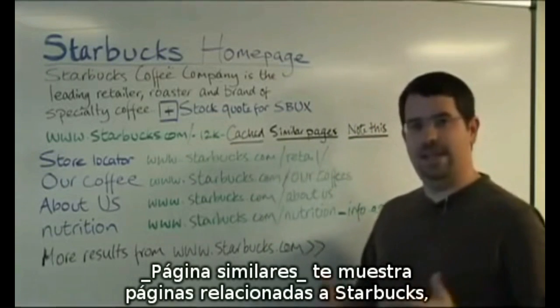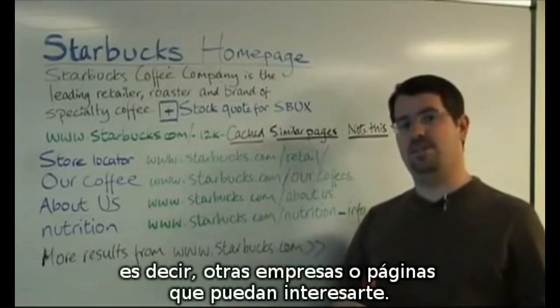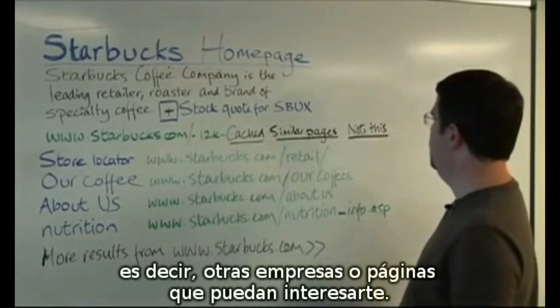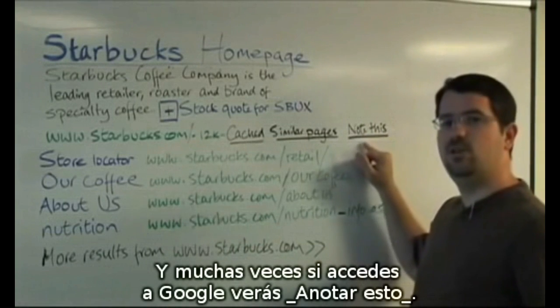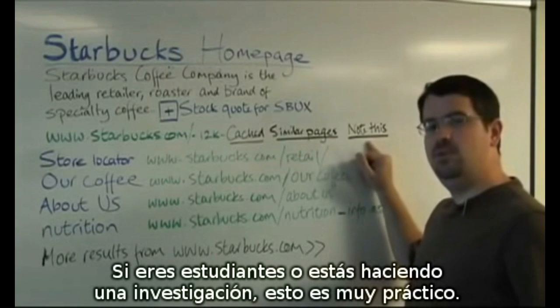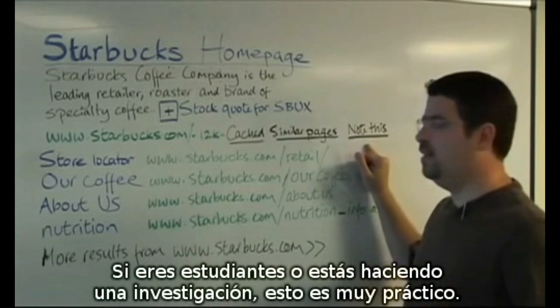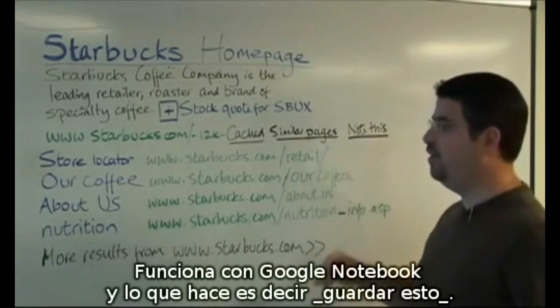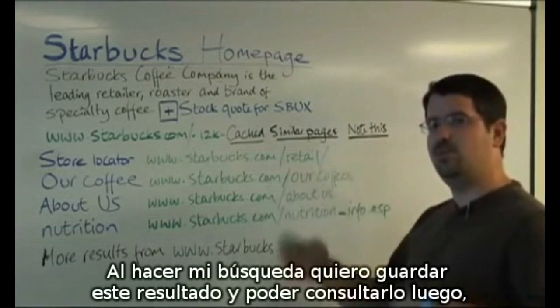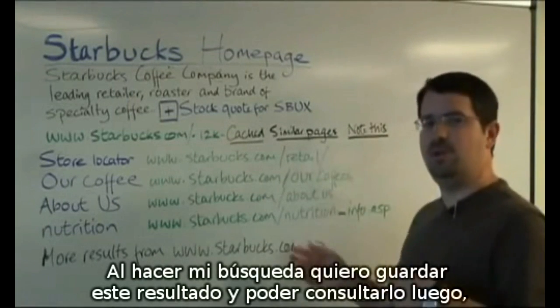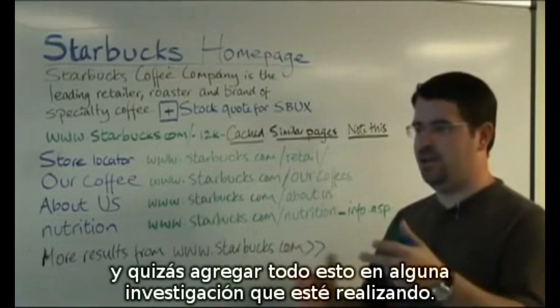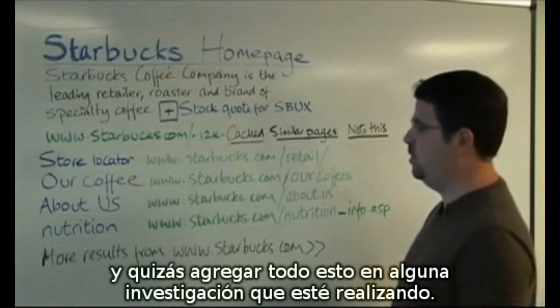Similar pages shows you related pages to Starbucks, so maybe other businesses or other pages you'd be interested in. And a lot of the times, if you're logged into Google, you'll see Note This. If you're a student or if you're doing research, this is really handy. It works with Google Notebook. And all it does is it says, save this off. As I'm doing my research, I want to save this result and be able to come back to it later and maybe aggregate all this stuff together on some research that I'm doing.